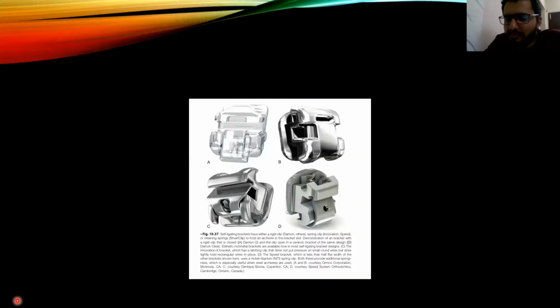These are your self-ligating brackets. Can you see the shutter in front of the bracket? It will self-close. You don't need any elastic modules or ligature, anything. Directly the shutter will close on the wire and secure it in place. So these are very popular nowadays: Damon brackets, SmartClip, ceramic self-ligating brackets. The future of orthodontics is Invisalign and self-ligating.